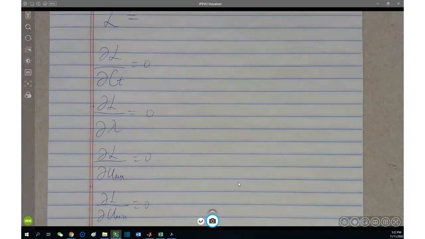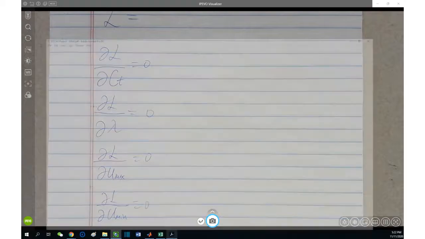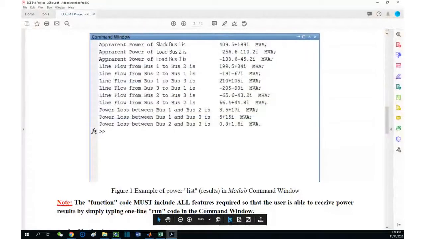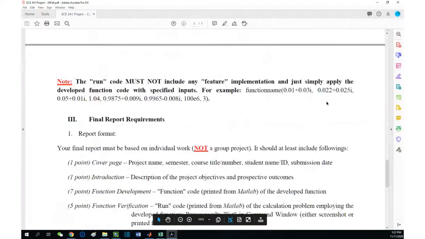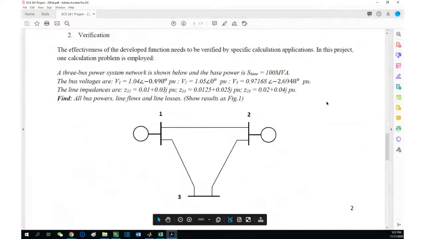Sure. Any other questions regarding the project? The test circuit that you have in the project examples, would it be possible to get the correct answers for that, just to verify that everything is going right? Because you have all the inputs here. I was wondering if we could get the correct calculation answers for this problem, just to verify.